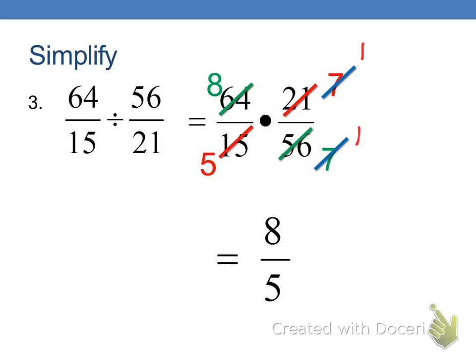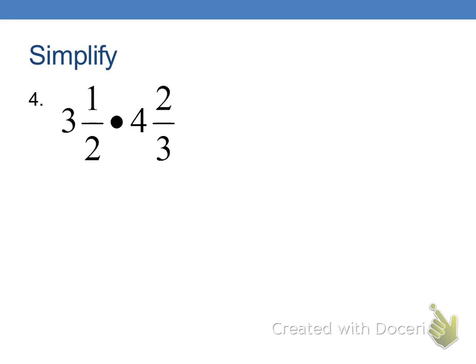Now, there are multiple ways to do this. Some students would do 64 times 21 and then 15 times 56 and then simplify those two very large numbers. If you're about that, go for it. I am not going to judge. All I need to know is that you're showing me the work, you're doing the work on your own without a calculator, and that you're arriving at the correct answer as an improper fraction. Any questions? All right, let's keep on going.